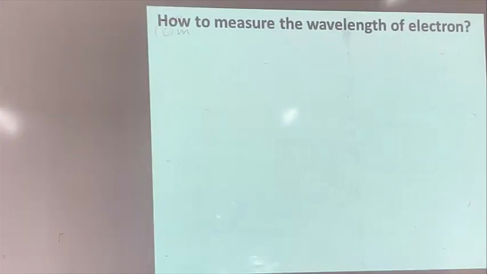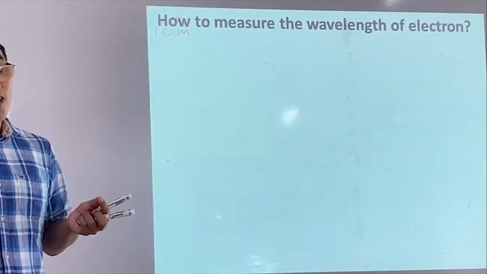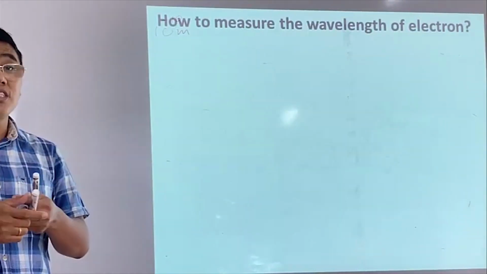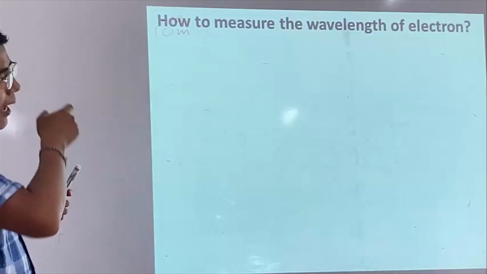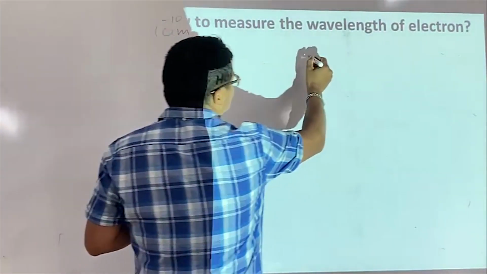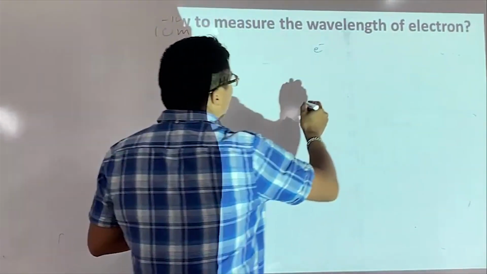Now, how do we measure the wavelength of an electron? We can't see the electron and we cannot measure its velocity. This is again a little simple. Let's say I have electrons. This is an electron, and I isolate it with a potential.